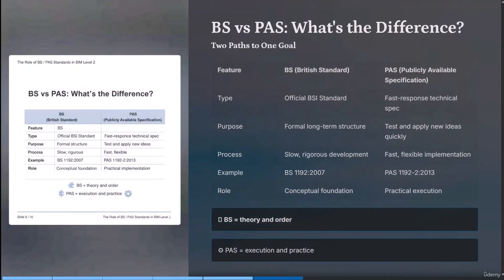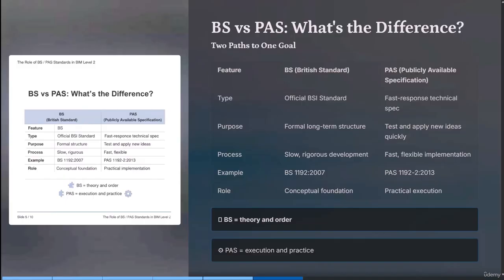In fact, these two are both moving side by side toward one goal. But let us start with PAS, which is the Publicly Available Specification. These standards are composed to experiment with new concepts practically and based on the market needs. For example, PAS 1192-2 was introduced in 2013, which is provided for information delivery at the designing phase. And as you can see, they have fast and flexible implementation in process.